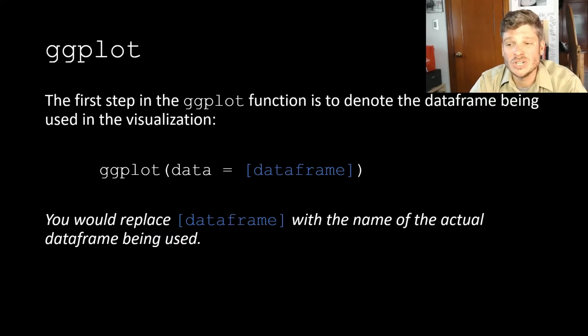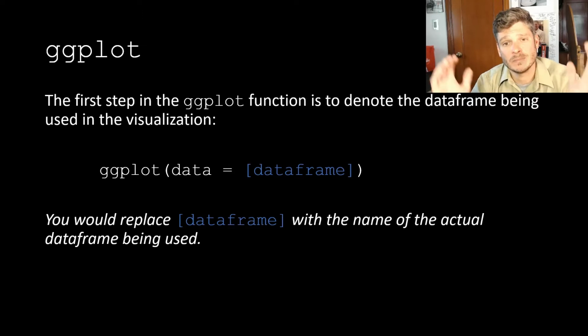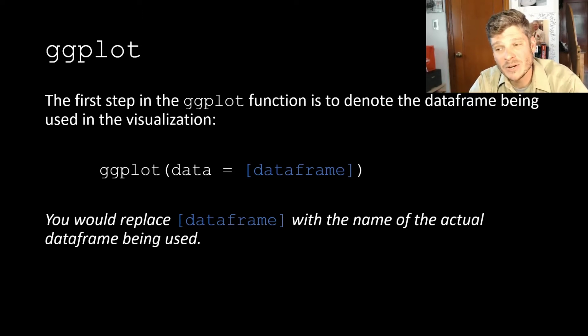So ggplot, and then in parentheses, because this is my function. What is my function acting upon? Well, data equals whatever data frame it is. You would replace everything in blue, everything with the brackets, with the name of the actual data frame being used. I'm going to use that convention a bit: replace everything in blue when I'm writing general code here.